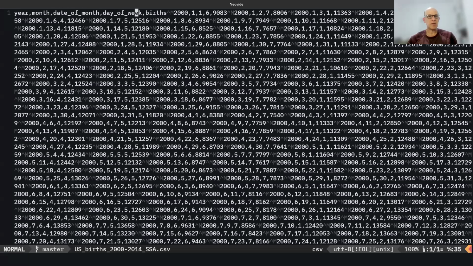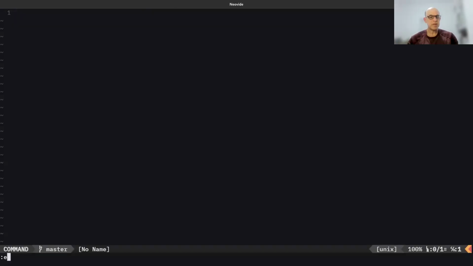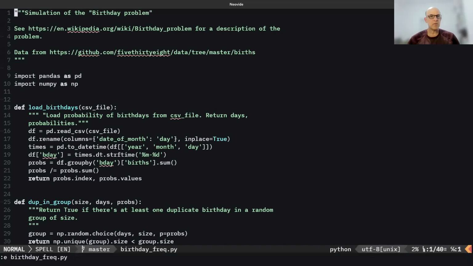Oh, this is a Windows new lines, yay. So we have a year, month, day of birth, day of the week, and how many births there were for every one of them. And then what I'm going to do is weighted probabilities, meaning it's not that every day has the same probability, but I'm going to use these frequencies to do that.